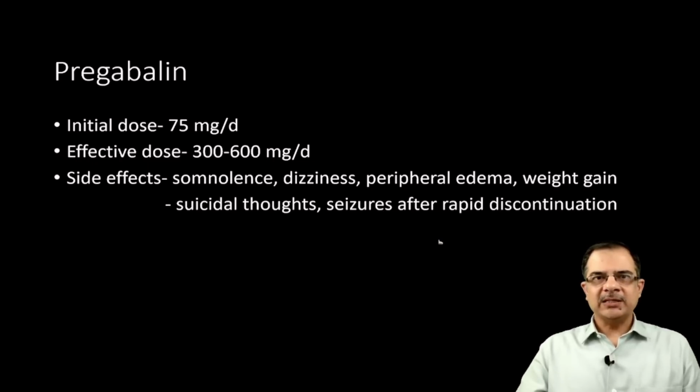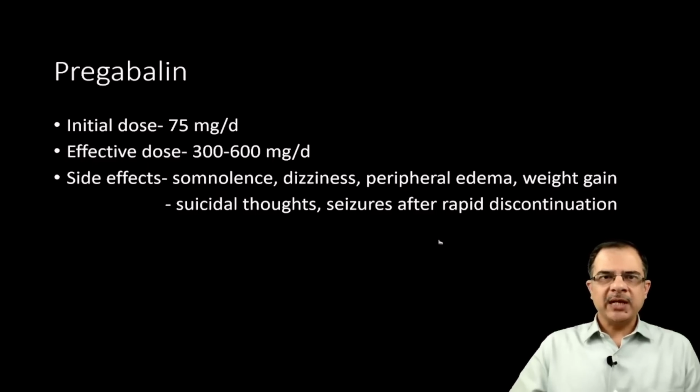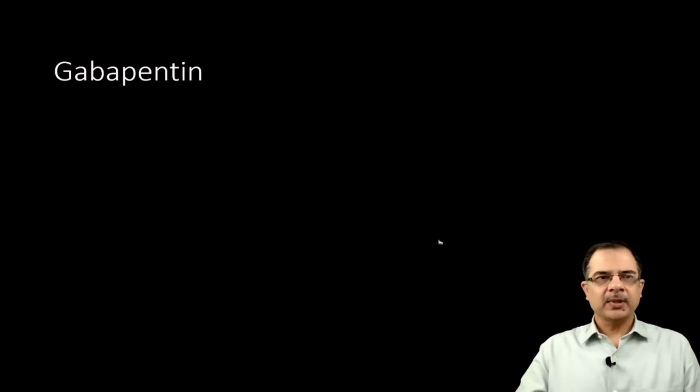Other important side effects: there can be suicidal thoughts or seizures after rapid discontinuation of pregabalin. So we have to select the patient. If the patient already has a seizure disorder, or has had suicidal thoughts earlier, we should avoid giving pregabalin. Or if the patient has CHF, heart failure with reduced ejection fraction, this can worsen heart failure. So we should be avoiding pregabalin.